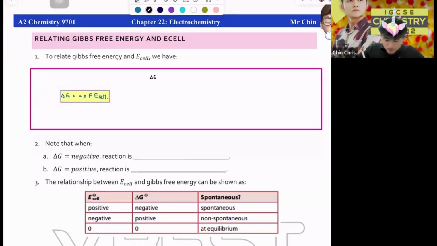Okay, what is delta G? That's your Gibbs free energy, right? Guys, remember, when you're applying this formula, you have to multiply 1,000 to convert to joule per mole. This formula will not work if your delta G is in kilojoule, yeah. And n is the mole of electron transferred. And F is Faraday constant.